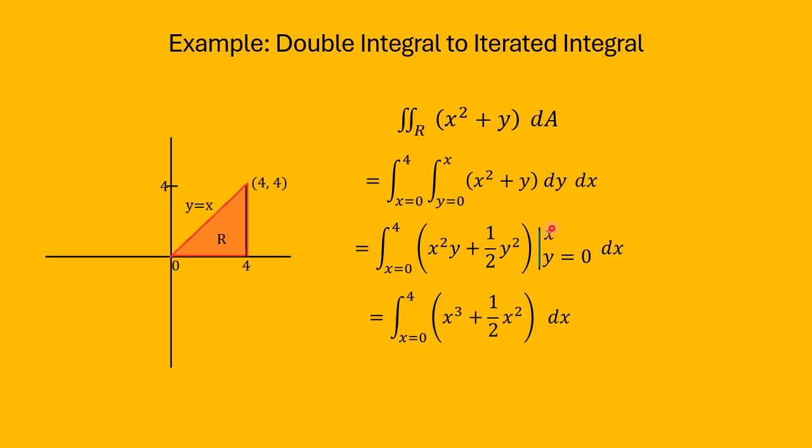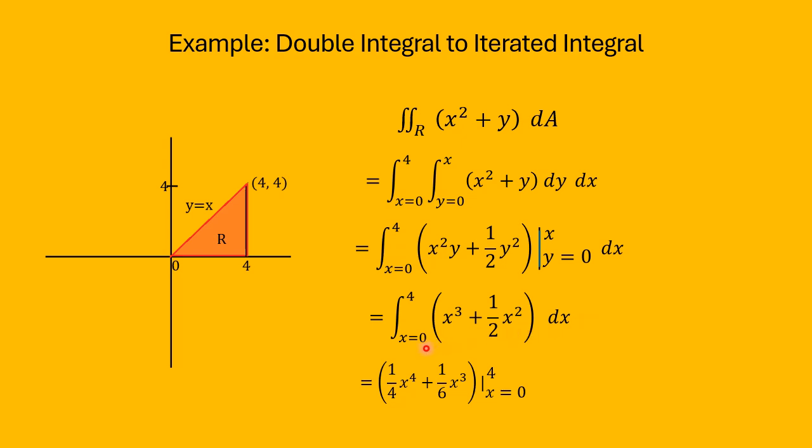So it's 0. When we substitute x in, we'll get x squared times x, which is x cubed, plus 1/2 x squared, which is what we have here. And we're now integrating that with respect to x going from 0 to 4 in this definite integral. And now this definite integral is easy to evaluate by the fundamental theorem of calculus.